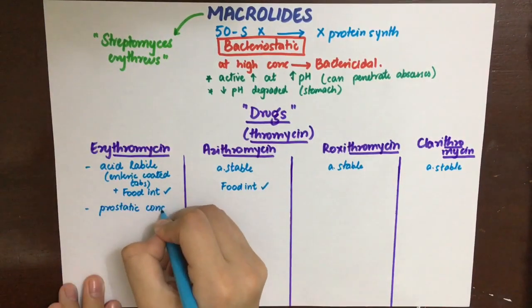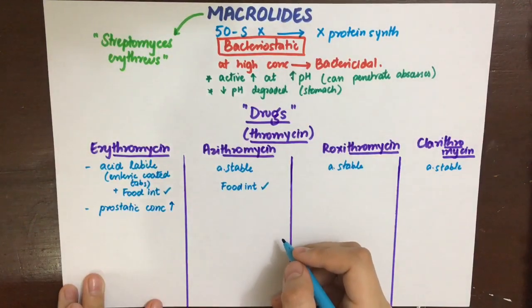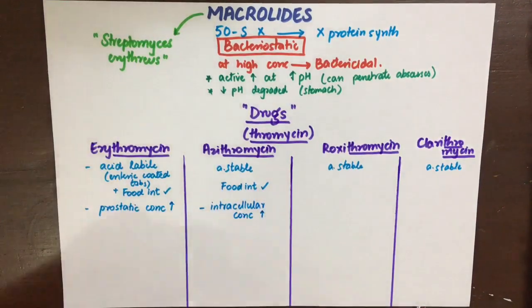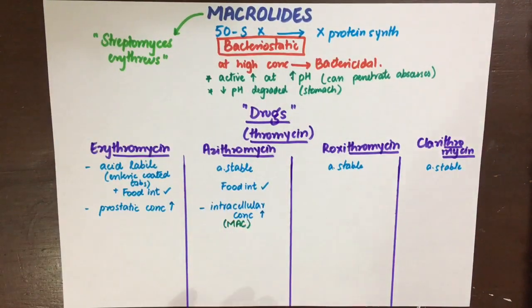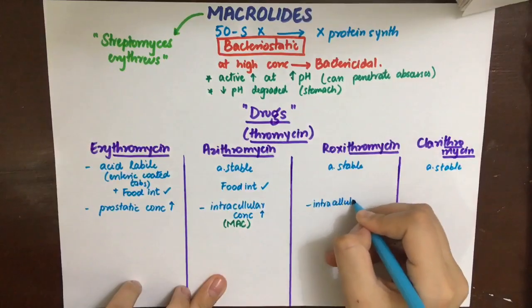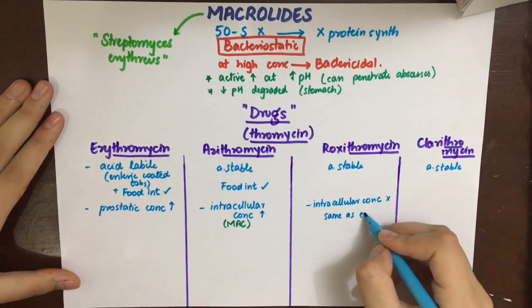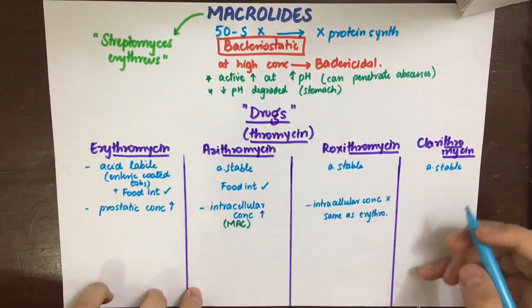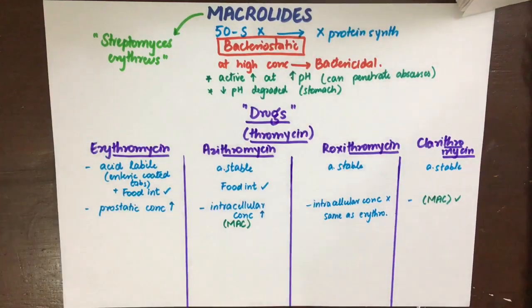Coming back to erythromycin, its prostatic concentration is very high and thus can be used in the treatment of prostatitis. Azithromycin's intracellular concentration is very high, so it can be used against Mycobacterium avium complex. Roxithromycin's intracellular concentration is not that good. Its uses will be the same as erythromycin, while clarithromycin's intracellular concentration is also very high and thus can be used for the same cause as azithromycin.